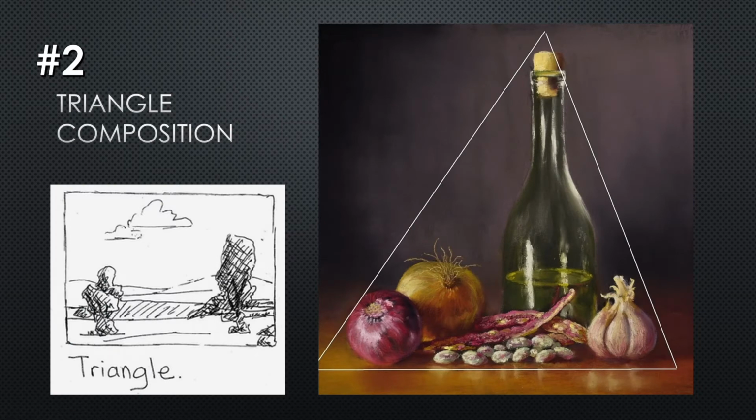Number 2 is the triangle composition. This can be formed either by 3 main objects that complete the 3 different points of a triangle, or just something that, whenever you look at it as a whole, makes that shape of a triangle with those 3 different points when you combine them all and let everything blur together.